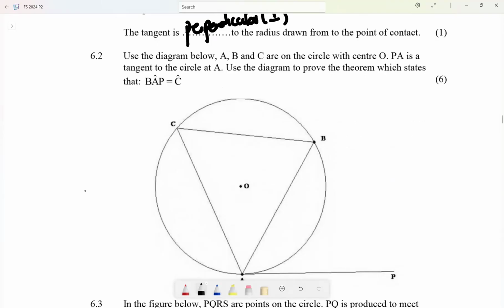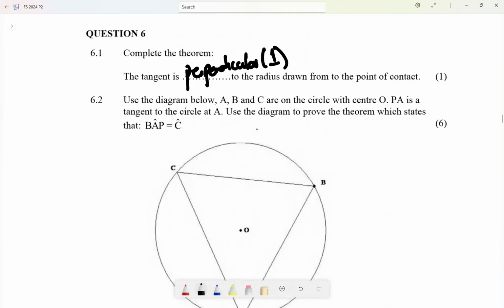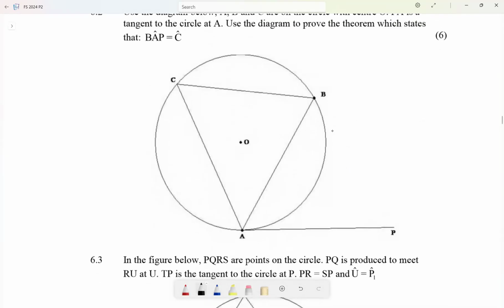Like that. Now use the diagram below. A, B, and C are on the circle with center O. Okay, PA is a tangent. It's very important that they tell you it is a tangent. Use the diagram to prove that angle BAP is equal to this angle required to prove.